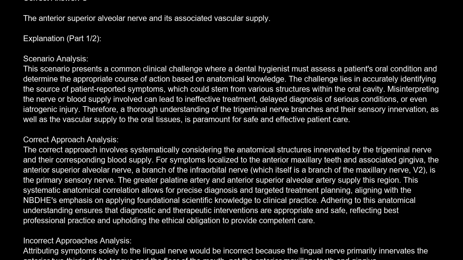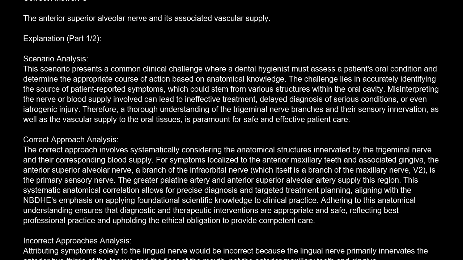blood supply. For symptoms localized to the anterior maxillary teeth and associated gingiva, the anterior superior alveolar nerve, a branch of the infraorbital nerve, which itself is a branch of the maxillary nerve, V2, is the primary sensory nerve. The greater palatine artery and anterior superior alveolar artery supply this region. This systematic anatomical correlation allows for precise diagnosis and targeted treatment planning, aligning with the NBDHE emphasis on applying foundational scientific knowledge to clinical practice.